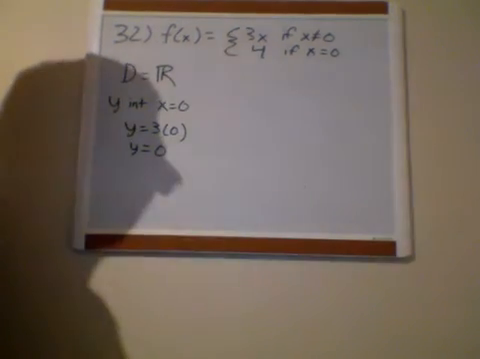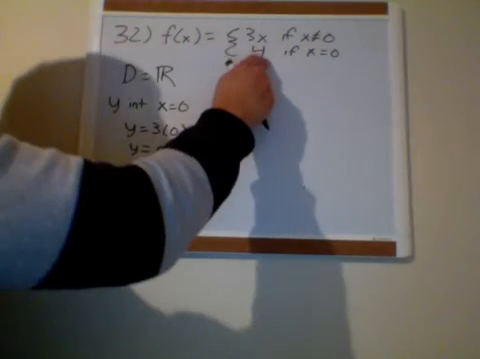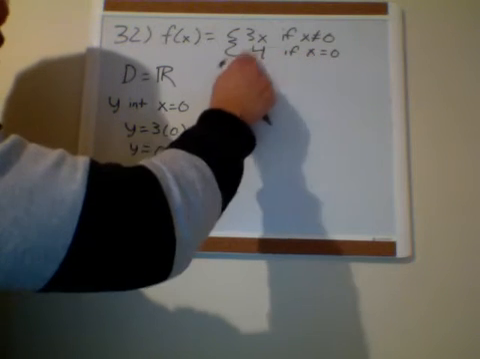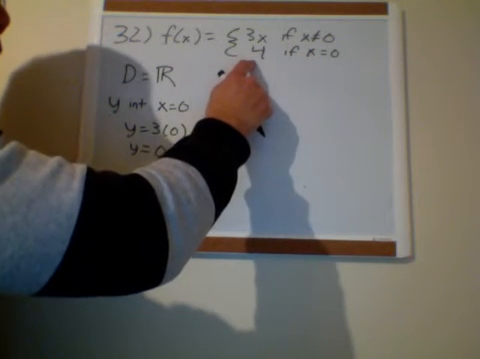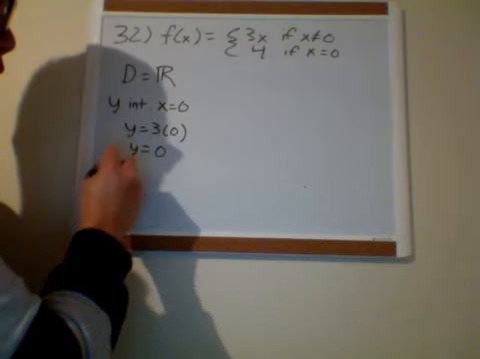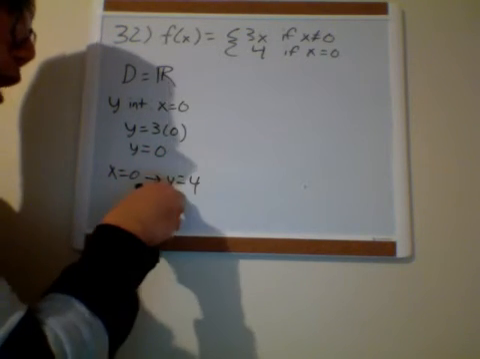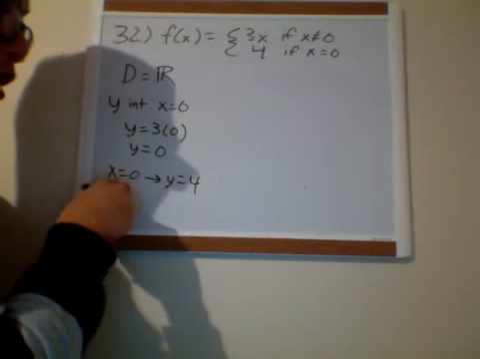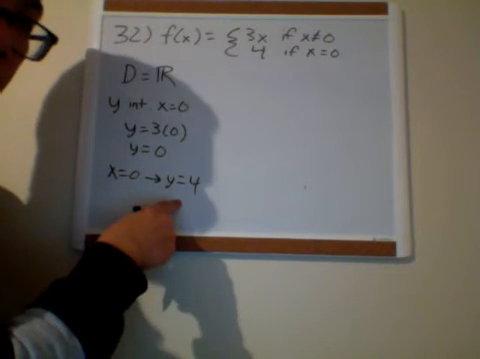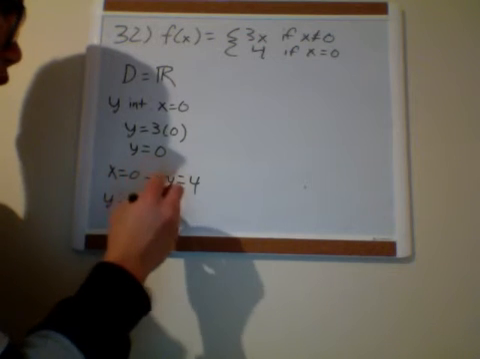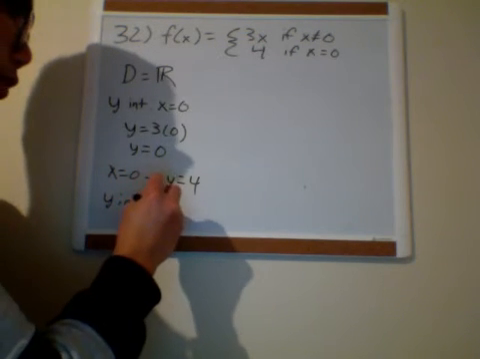Okay. However, now if I look at the second function, at x equals 0, y is equal to 4. So at x equals 0, y is equal to 4, so that is my y-intercept. When x is equal to 0, y is equal to 4, so my y-intercept is 4.